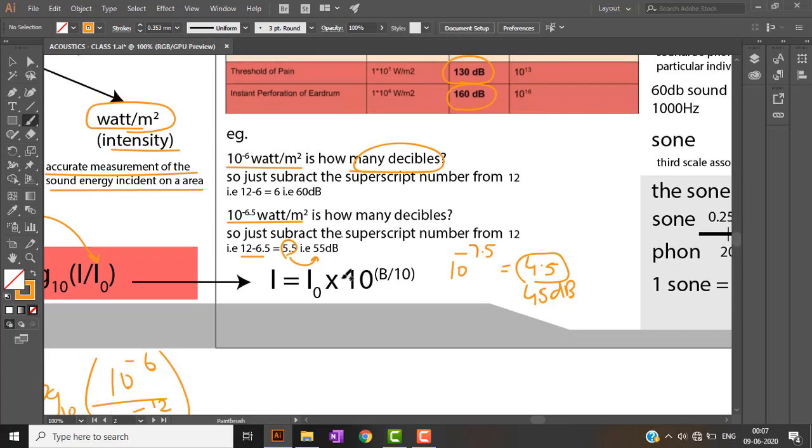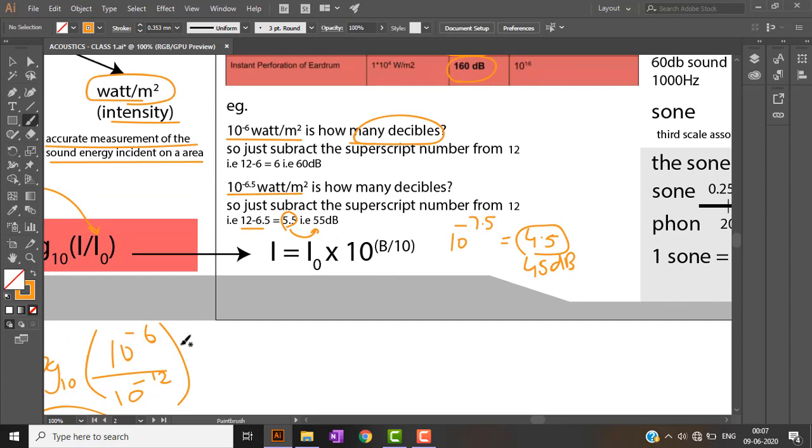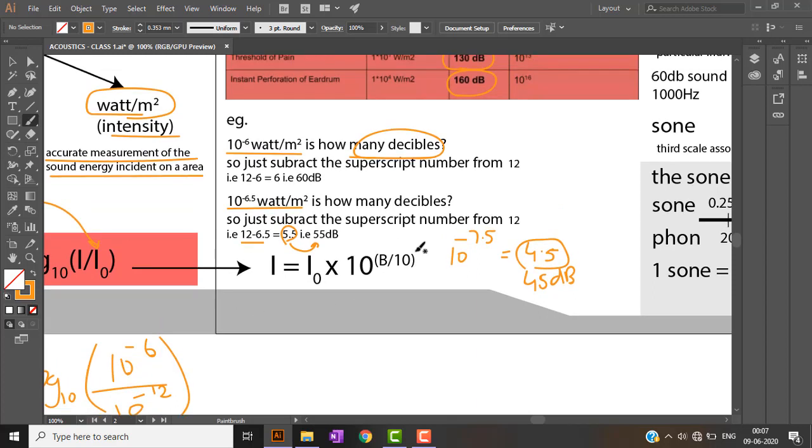So this was the shortcut. You need not substitute in this formula and get it again. It's a bit lengthy process, and this shortcut will help you in GATE.